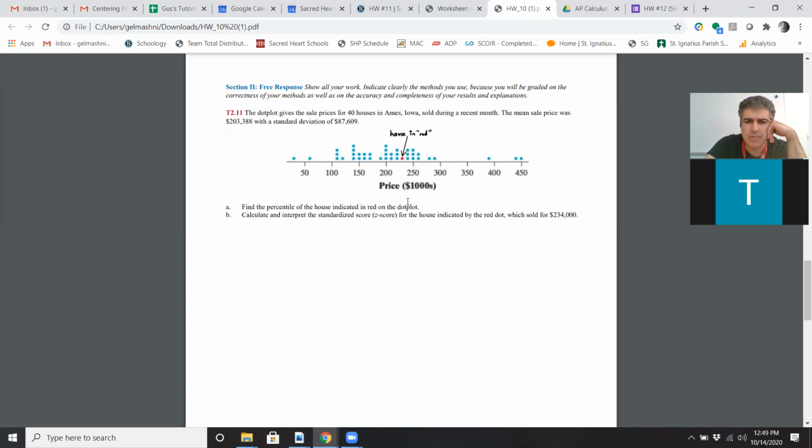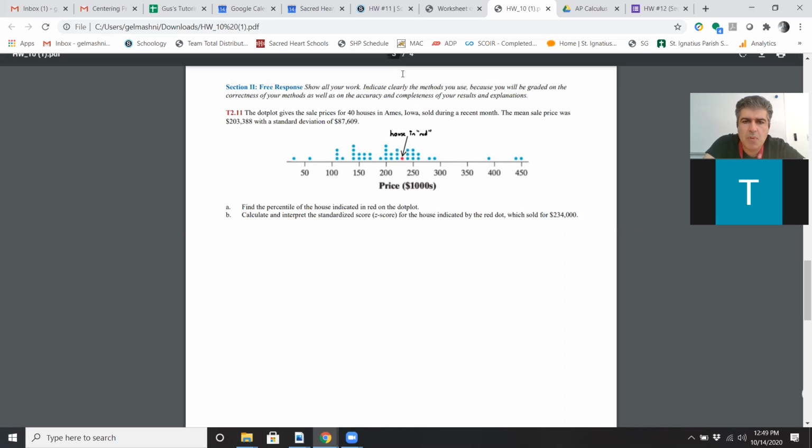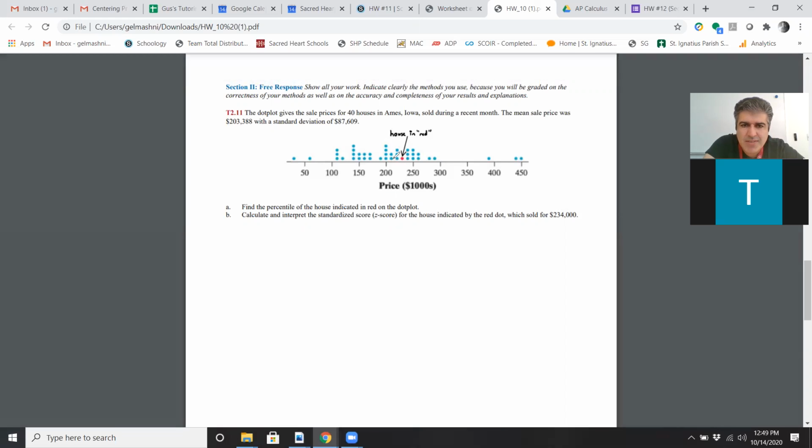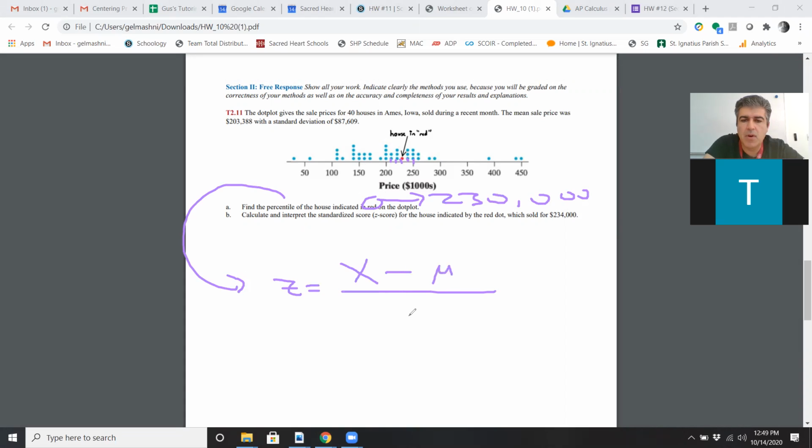Well, I suspect the way this looks right now, that's probably 200, 210, 220, 230, 240, 250. I'd probably say that the one in red is $230,000. Now, what you're going to need to do is calculate your z-score. The z-score is your data point minus your mean over sigma. Remember, this is your mean, this is your standard deviation, and that right there is your data point, which is $230,000.